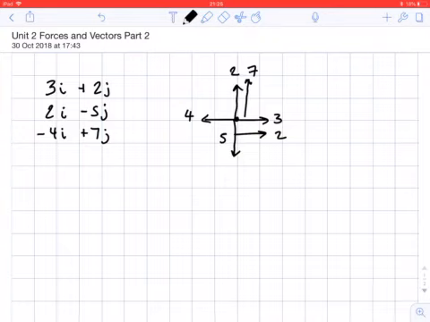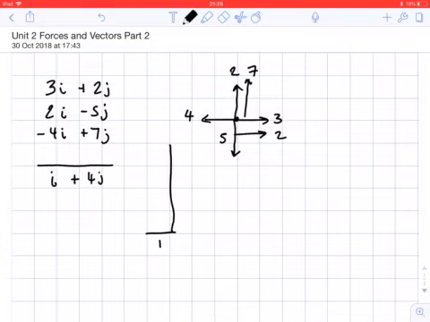Now notice how we keep the same nomenclature of right being positive, left being negative. So when I come to actually work out the overall force components here in I and J, it's simply an addition and a subtraction. So in the I components we have 3 plus 2 is 5, take away 4 is just 1I. And in the J we have 2 minus 5 plus 7, which gives us 4J. So my overall force components are 1I and 4J.